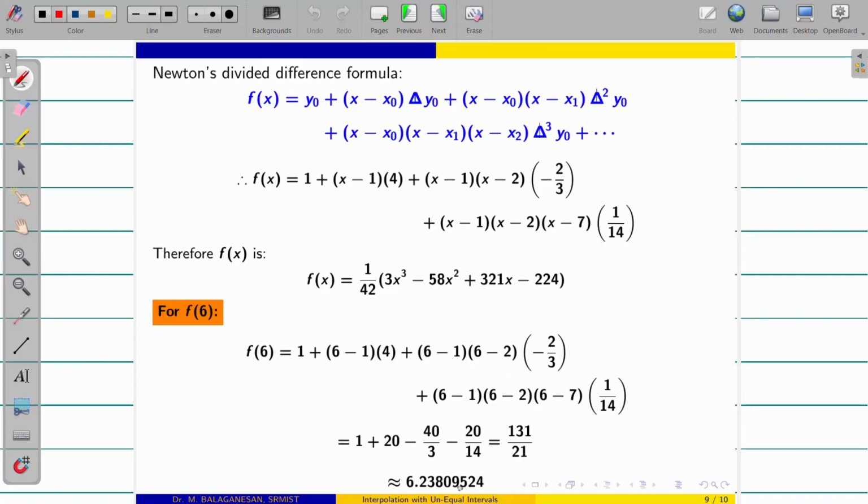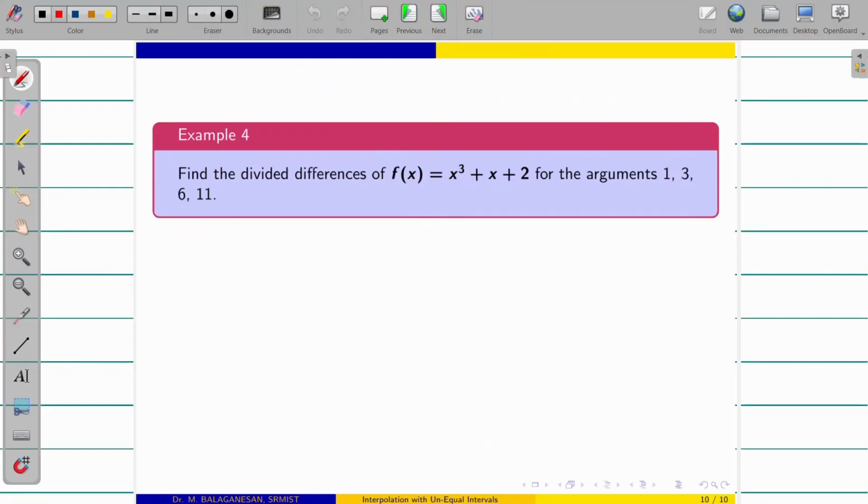Fix to 2 or 3 decimal places here. No need to go for so many decimal places. 2 or 3 decimal places are enough. That's it, guys. And one more example I have given here. It's a simple example. To confuse you, they have given the data like that.